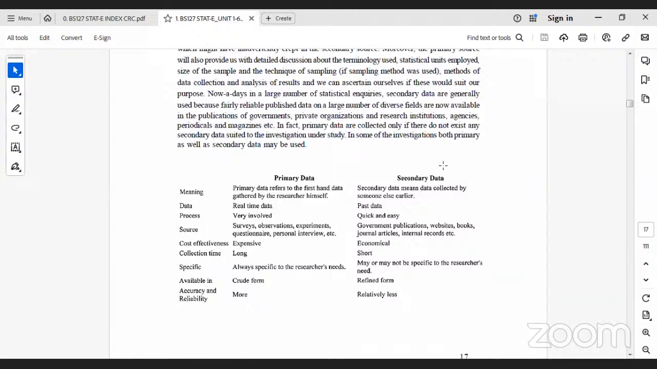Primary data and secondary data. Meaning: primary data refers to first-hand data. Secondary data means data collected by someone earlier. Real-time data, past data.